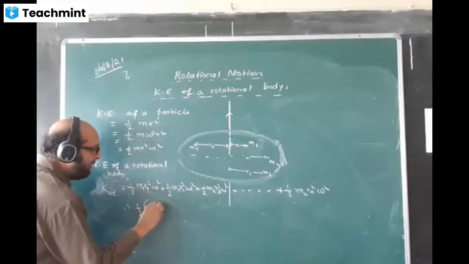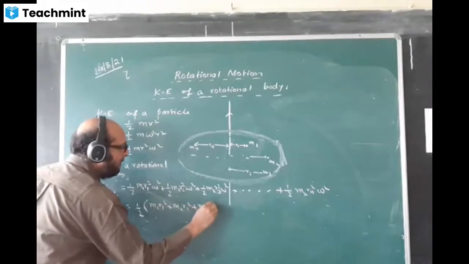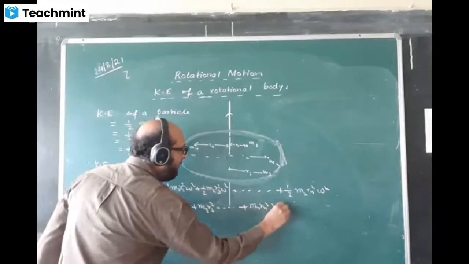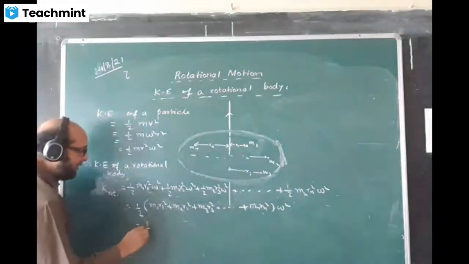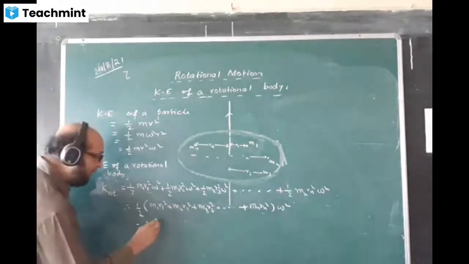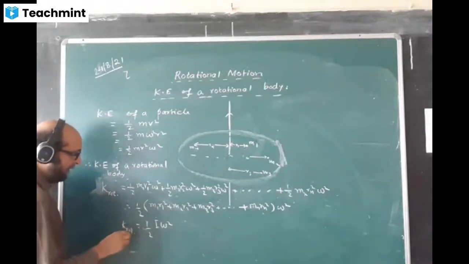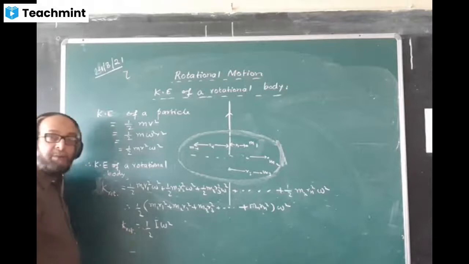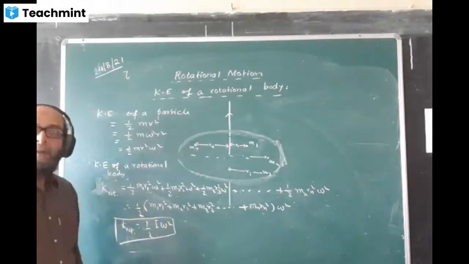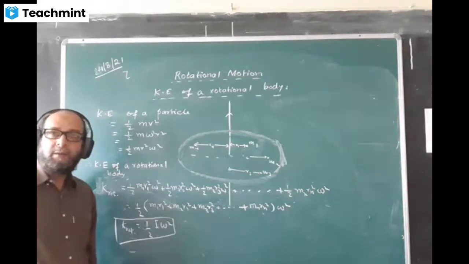Half M1 R1 square, M2 R2 square, M3 R3 square, and so on, plus Mn Rn square, times omega square. I think you all know this quantity is going to become sigma mr square, which we call I. You can write half I omega square. This is the formula of K rot, kinetic energy of rotation, which we call rotational kinetic energy. Torque formula is I alpha. K rotation formula is half I omega square.